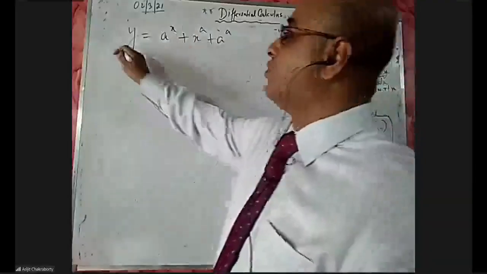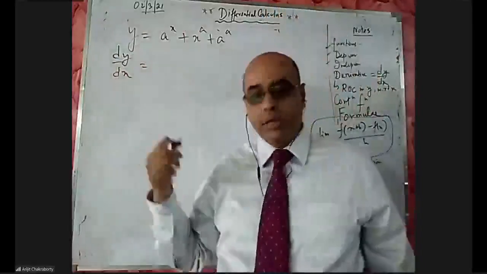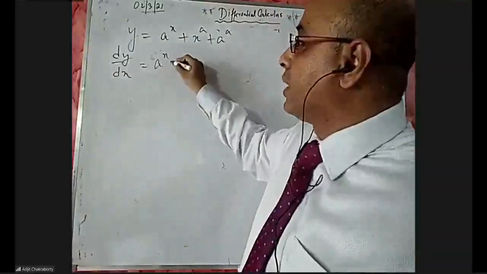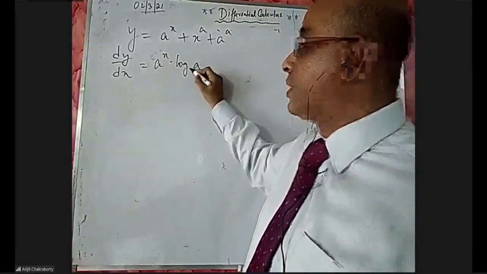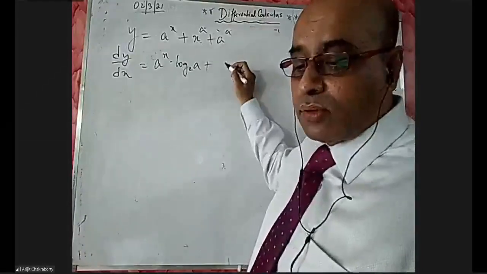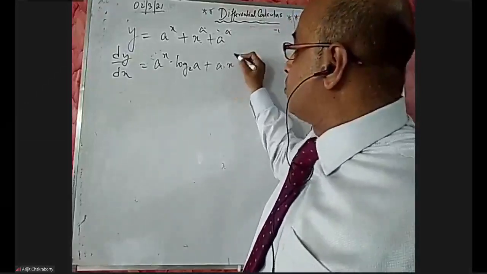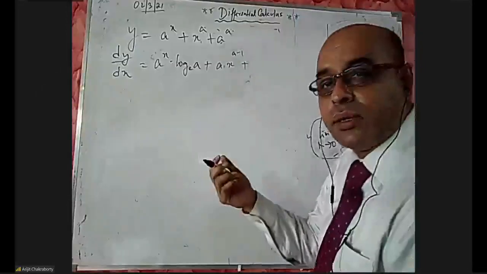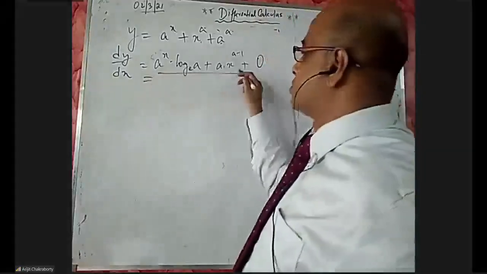So dy by dx, directly I'll do. A to the power x, we know that it is basically a to the power x log a to the base e, please remember, plus x to the power a, this is a into x to the power a minus 1, plus a to the power a, a is a constant, so it will be 0. So the answer will be this much.